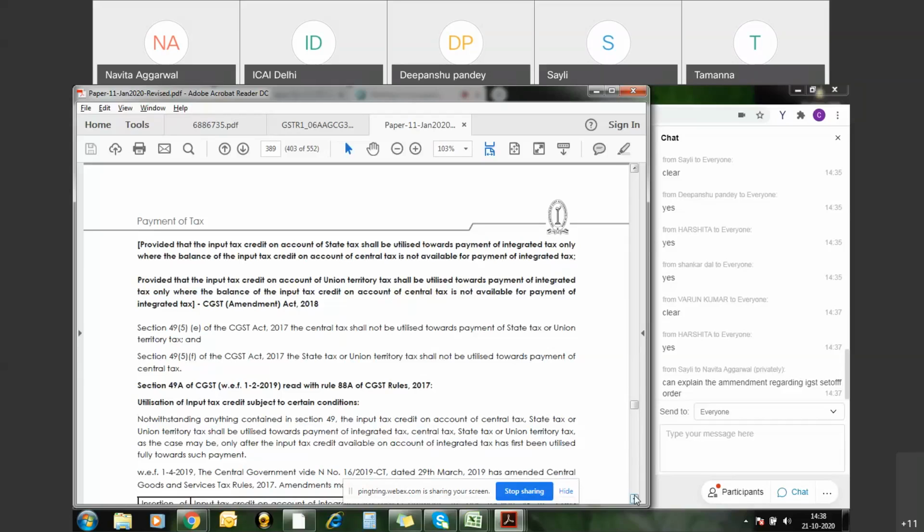Under this amendment, normally the input tax credit available under the CGST Act can be utilized against the tax liability under the IGST. In this CGST Amendment Act 2018, they have stated that any ITC available under the UTGST Act can be utilized only when there is no ITC available under the CGST Act. So the central tax shall not be utilized towards payment of the state tax or union territory tax. Similarly, the state or union territory tax shall not be utilized towards payment of the central tax.